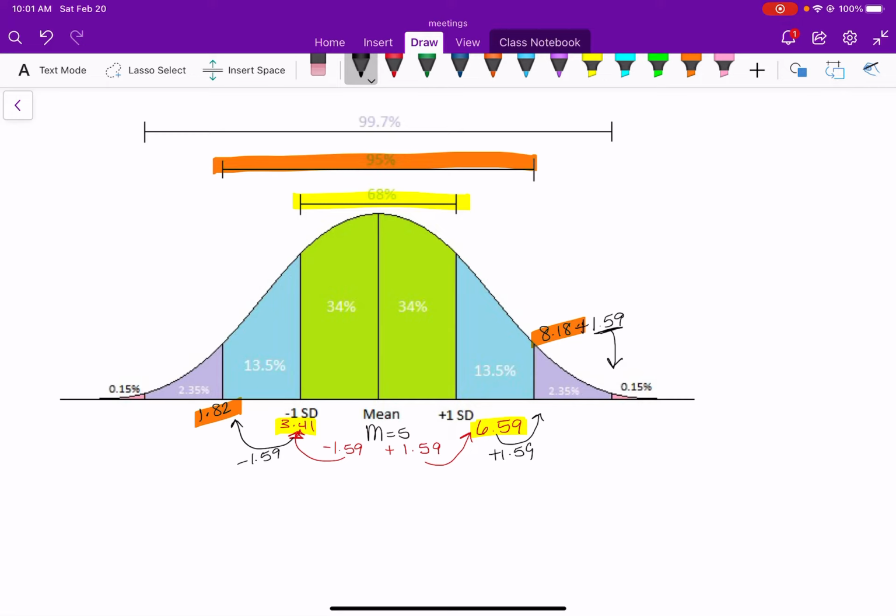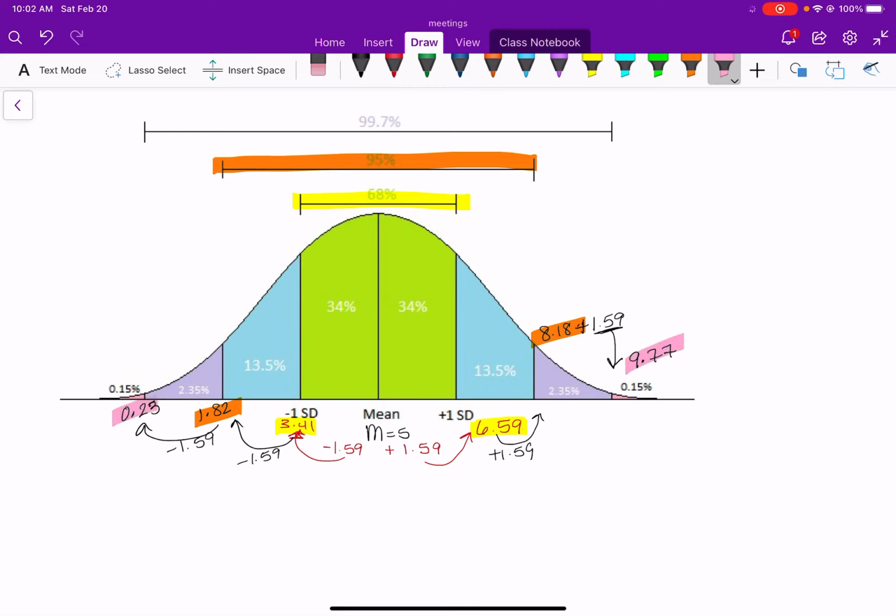That's going to get me here at 9.77. I'm going to do the same thing here, and we're going to subtract, again, the same standard deviation of 1.59. So we're going to subtract 1.82 minus 1.59, which should give us 0.23.